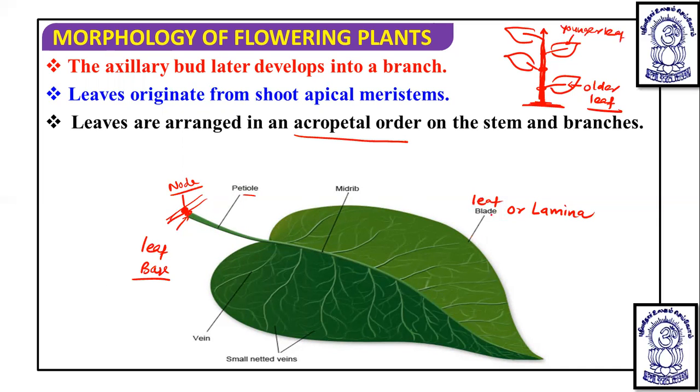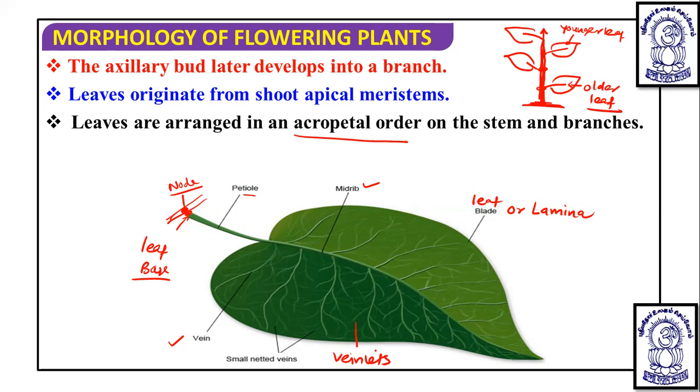When we talk about the leaf lamina or leaf blade, you will see that there is one elongated axis, which is known as the midrib. The branches of the midrib are known as veins, and the branches of veins are known as veinlets. You can see these are the veinlets. These veinlets and veins form a network in this particular leaf lamina. So there are three parts: leaf lamina, petiole, and leaf base.